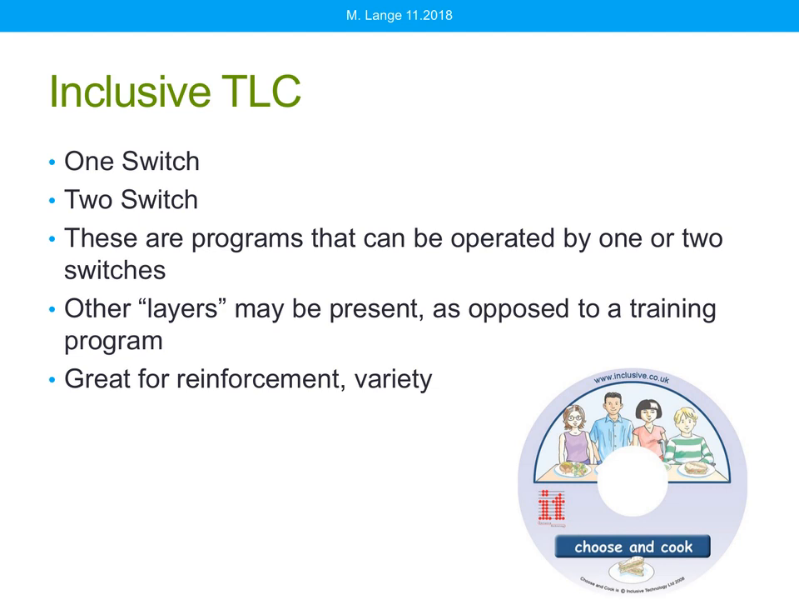Inclusive TLC also has software available in categories called one switch and two switch. And these are programs that can be operated obviously by one or two switches. Sometimes there's other layers present too. So as opposed to a straightforward training program, these are actually other activities like this one where I get to choose what someone's going to cook. It's great for reinforcement and variety, but I don't typically start with these programs. I start with the others that are more of a pure training program without these other layers.